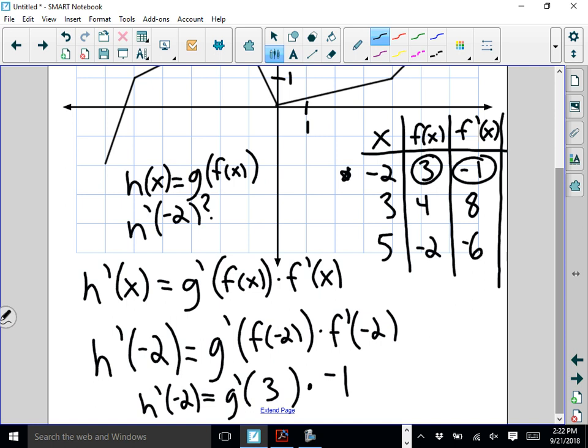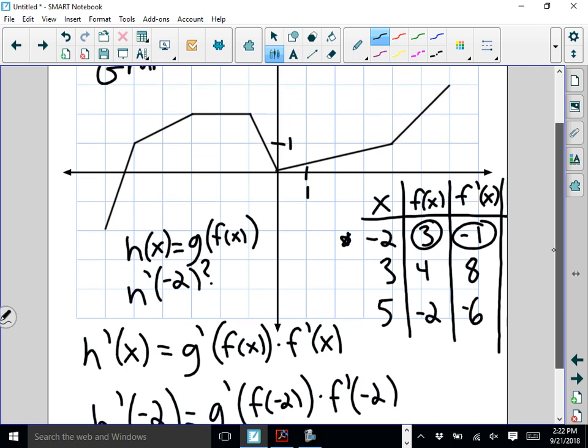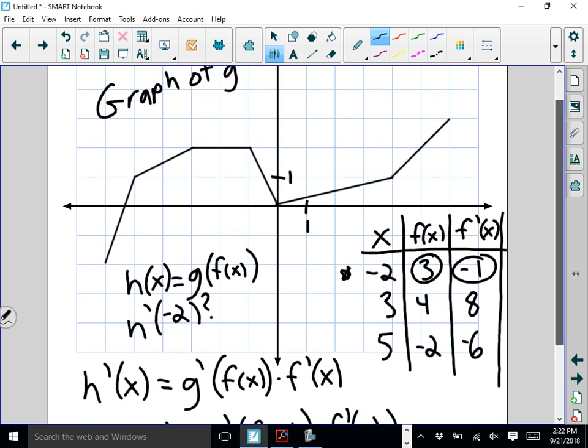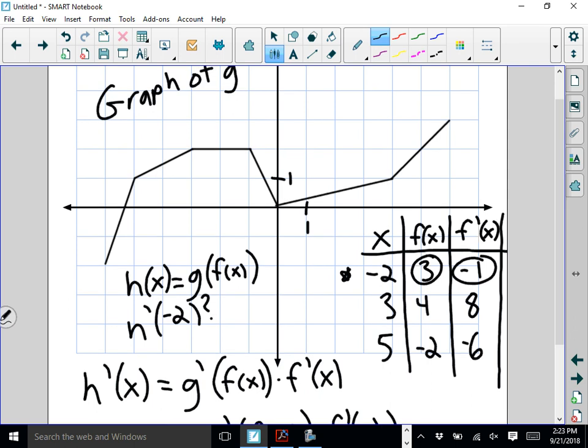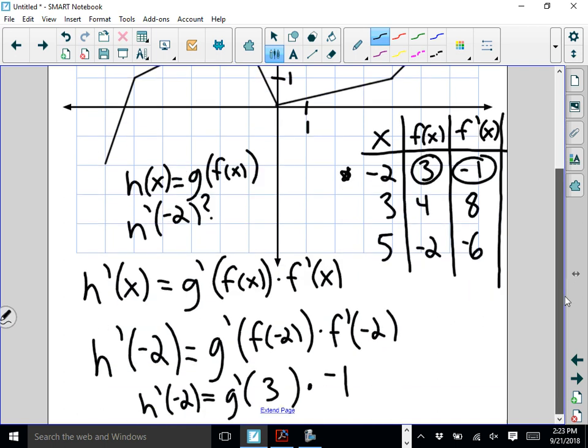Okay, so now this problem relies on my ability to find g prime of 3. Let's look up to the graph, I mean. And I want to find g prime of 3. The question is, am I looking for the y value on this graph at 3, or am I looking for the slope of this graph at x equals 3? Well, again, we're looking for g prime, right? g prime of 3 is telling me the slope of the line. So I want to know, what is the slope of the line right here?